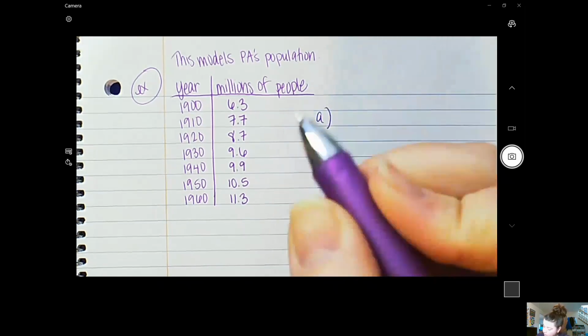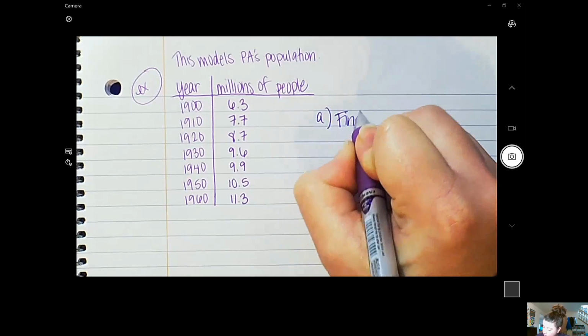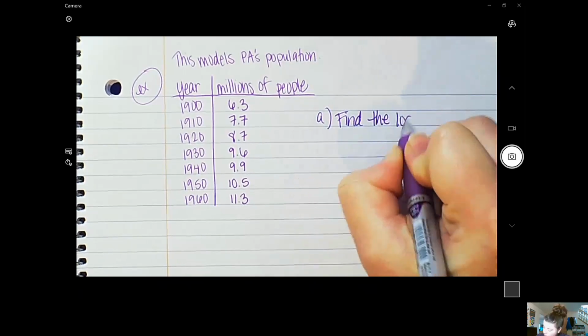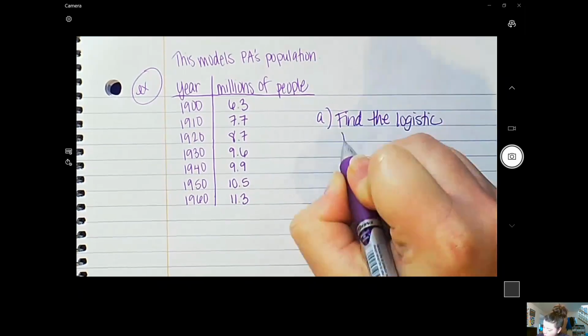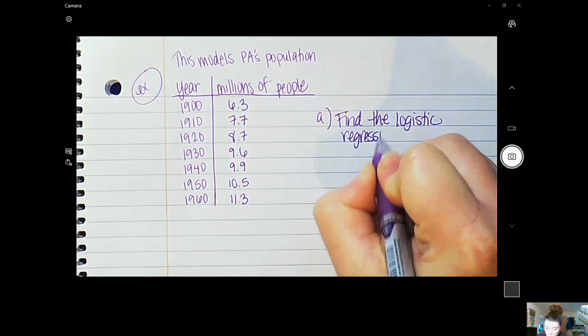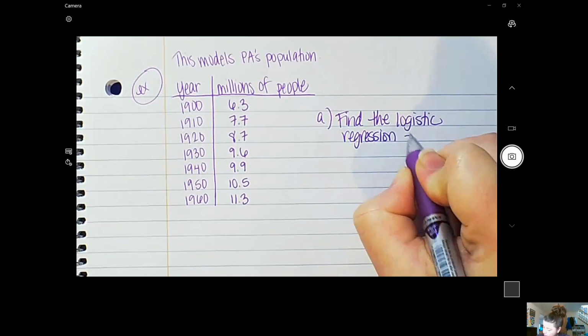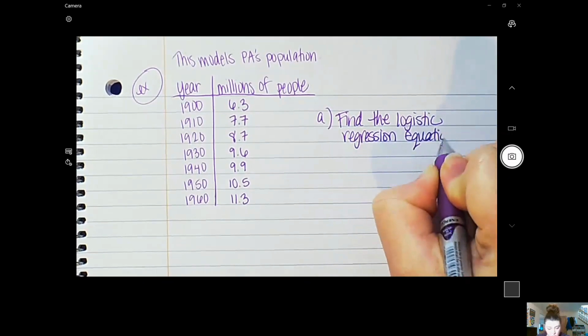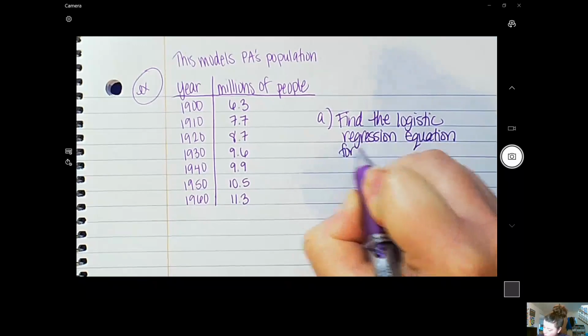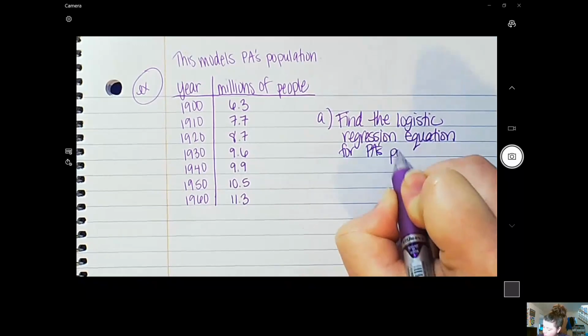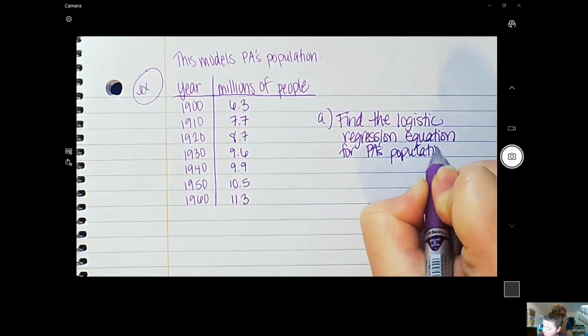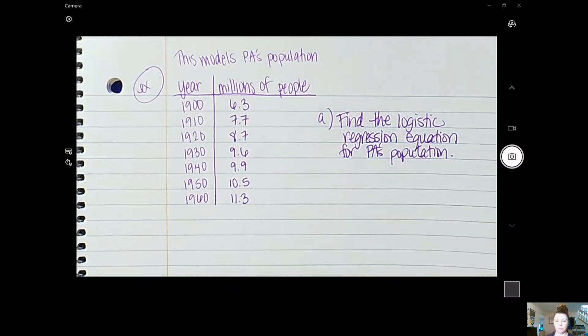So problem A, find the logistic regression equation for Pennsylvania's population. So that means we're going to type this into the calculator.